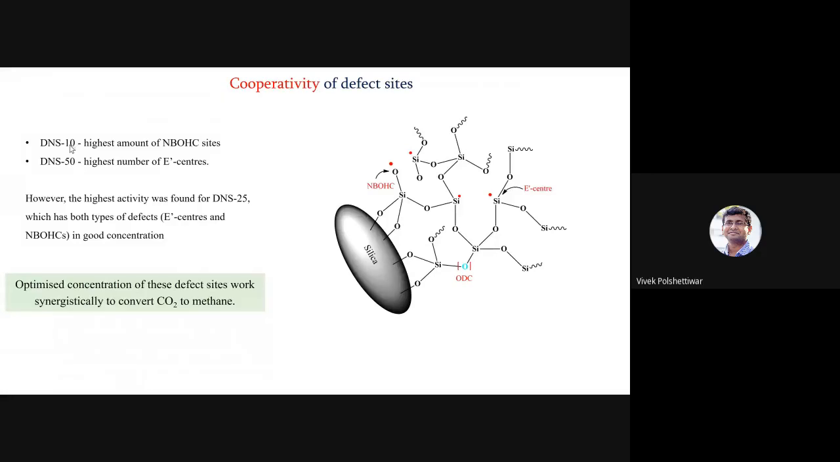What we observe is that DNS10 has the highest number of these O radicals, DNS50 has the highest number of E centers, but somehow DNS25 is the best catalyst, indicating that you need both these sites nearby acting cooperatively to activate the CO2 to produce methane. So that's why we came up with the mechanism of cooperativity.